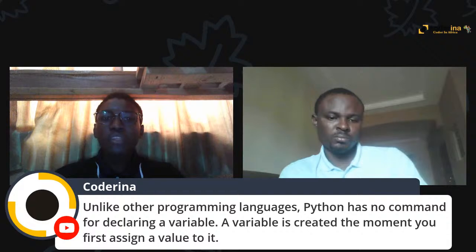Yeah, a variable is created the moment you first assign a value to it. That's just what Python is. It's very simple in Python. For other programming languages, you have to start learning what you have to use to declare a variable. But for Python, you don't have to learn anything. You just have to say maybe name is equals to "Abdul Martin" in quotes, which is a string. So even if a number is in quotes, that means that number is a string.